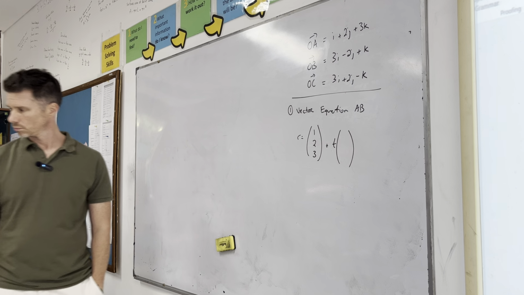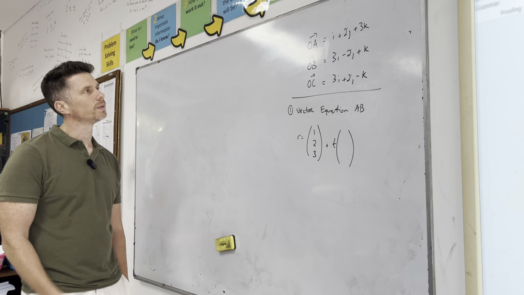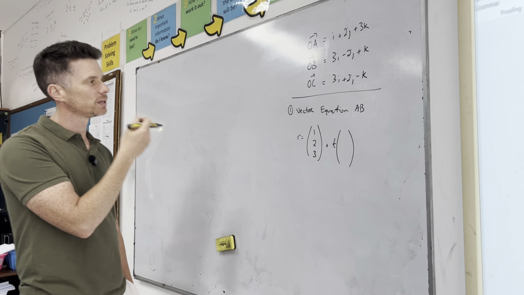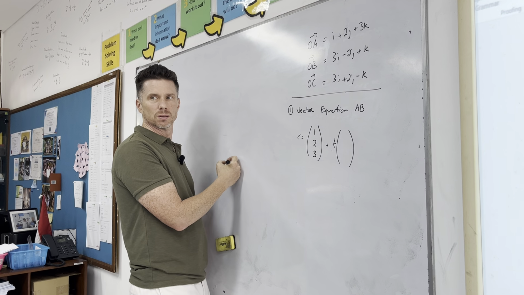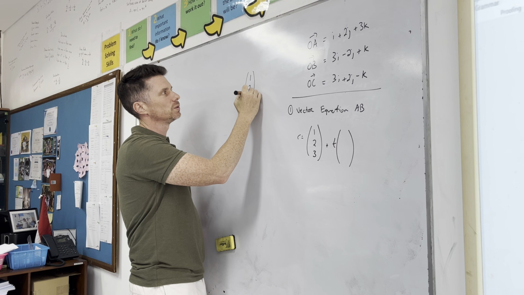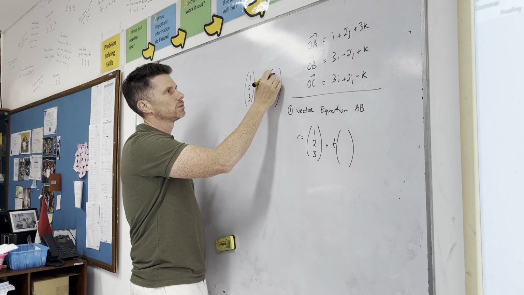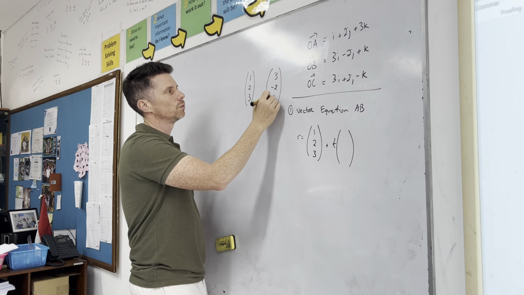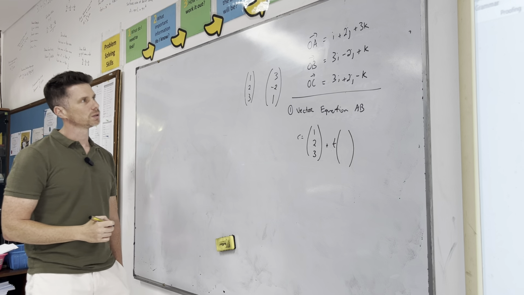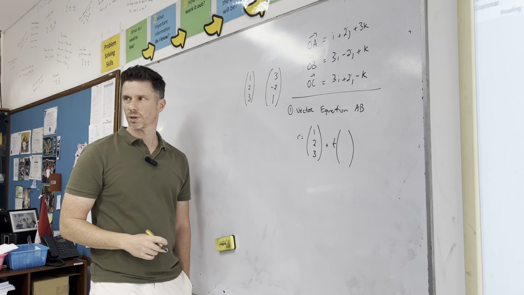Minus 1 plus 3, 2, minus 2, minus 4, 2 minus 4. So if you want to write it differently, A is 1, 2, 3, isn't it? OA and OB is 3 minus 2, 1. So how do I get from A to B? Minus OA plus AB.